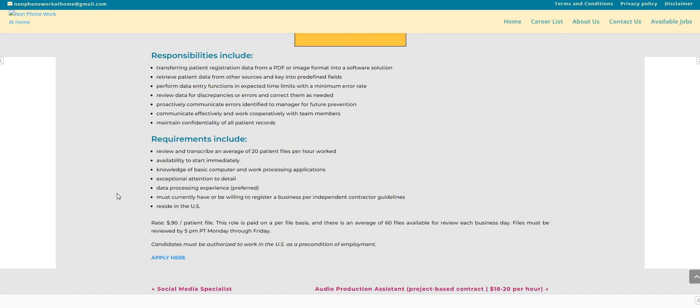Files must be reviewed by 5 p.m. Pacific time, Monday through Friday. And it says that the candidates must be authorized to work in the U.S. as a precondition of employment.